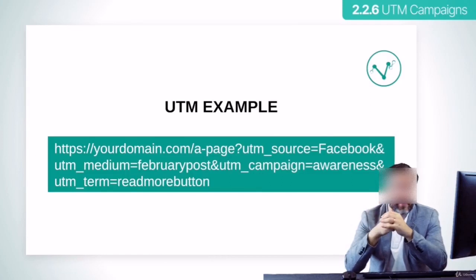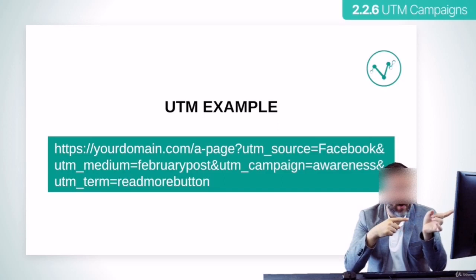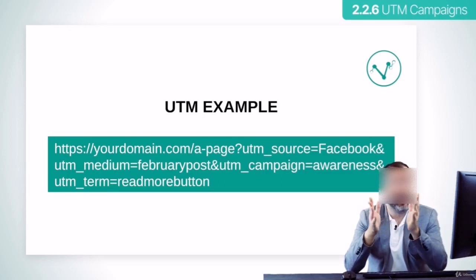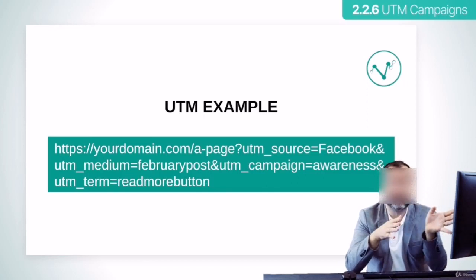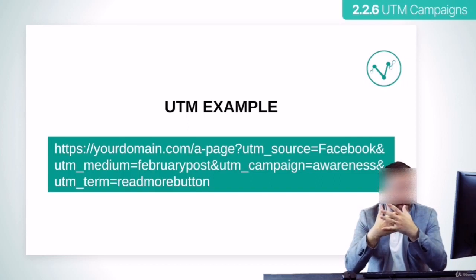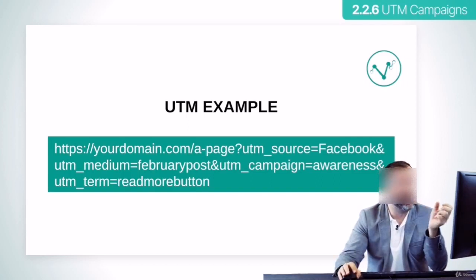On the screen, you have a UTM URL example. It looks like mumbo jumbo, right? Well, not really once we break it down. In translation, a visit to this URL means something like this. You have some content at https://yourdomain.com, a page that was visited when this link was clicked. The click came from Facebook, from a post you published in February, as part of your strategy to raise awareness. Also, the referral came by the click of the Read More button in the post. I can get all this information just by reading the URL.